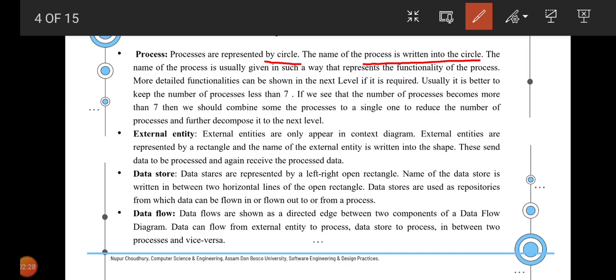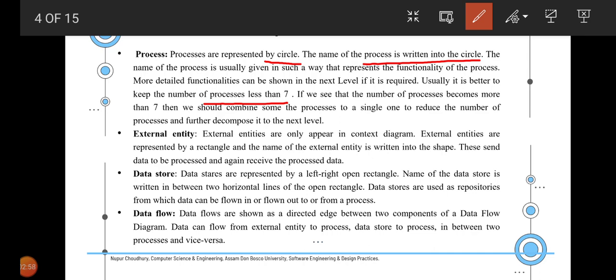Usually it is better to keep the number of processes less than 7. If we see that the number of processes becomes more than 7, we should immediately combine some of the processes into a single one to reduce the number of processes and further decompose it in the next level. Having more than 7 processes in a particular diagram might lead to certain confusions in the entire DFD.